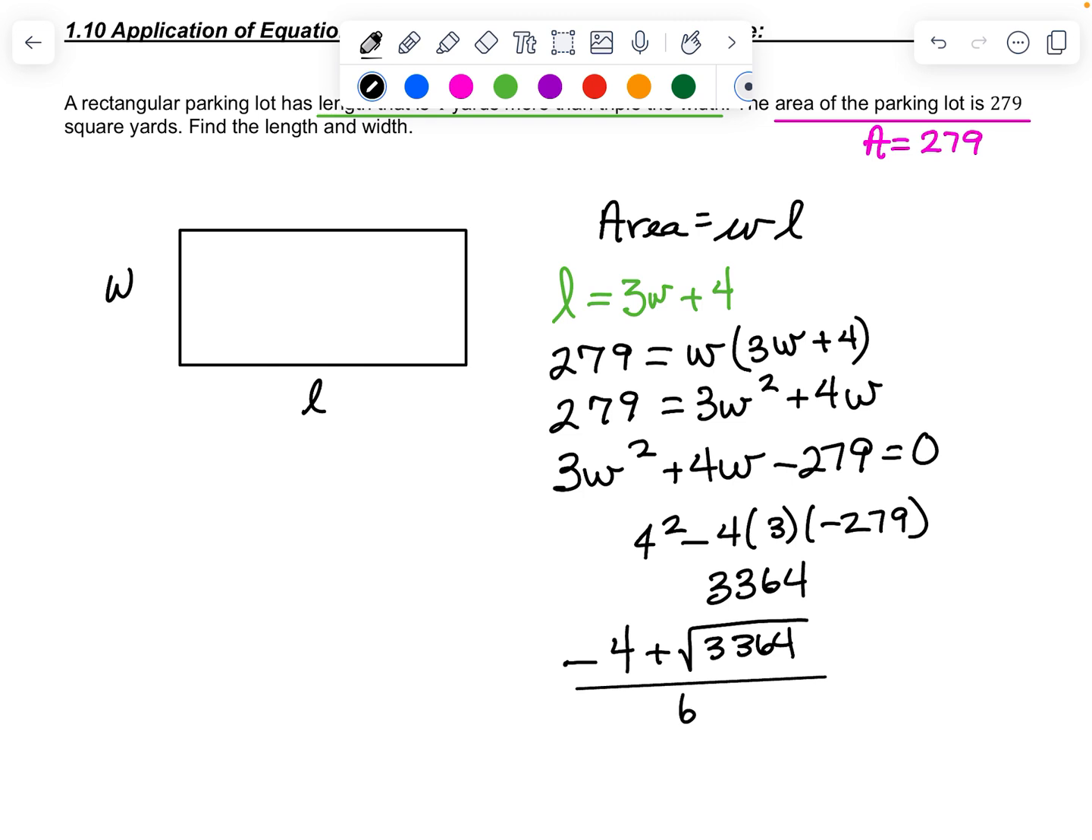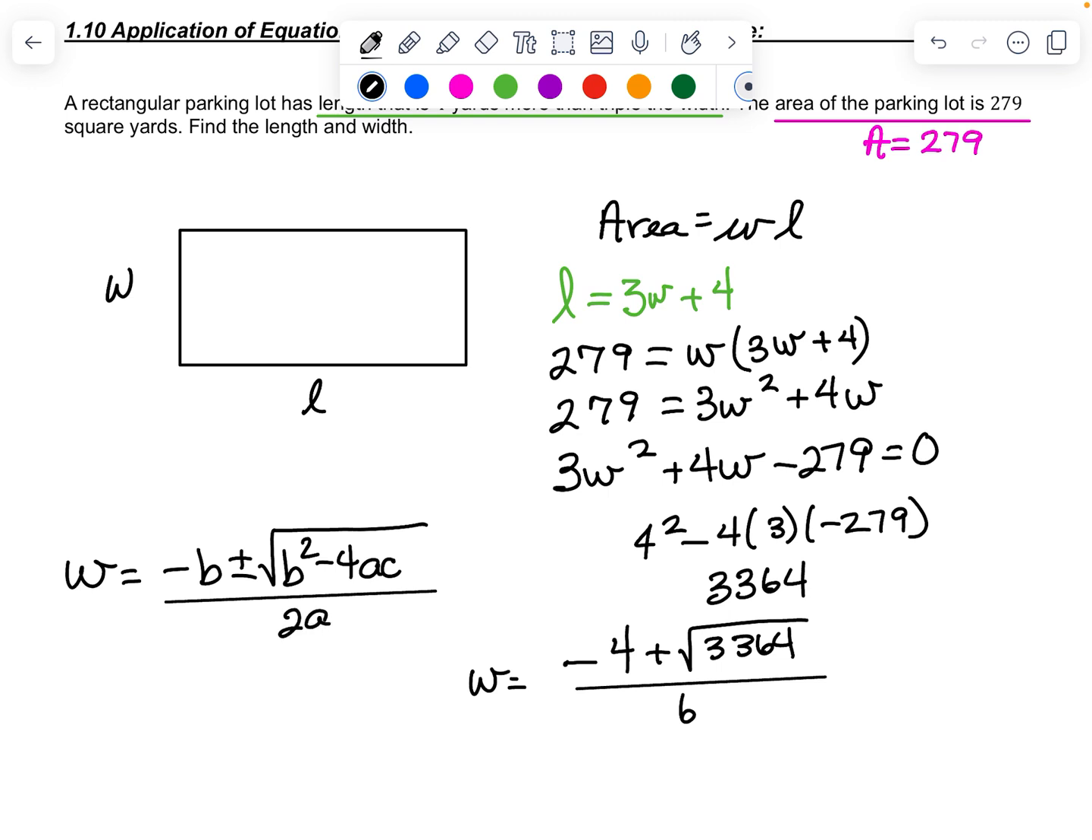So in this case, W equals the width equals the opposite of B plus and minus the square root of B squared minus 4AC, divided by twice A. But since it's a rectangle and it has to have positive answers, that minus sign's not going to be there anymore. And if you wanted the discriminant, which is what I did first, the discriminant is the B squared minus 4AC.